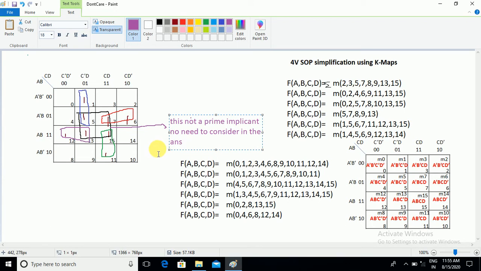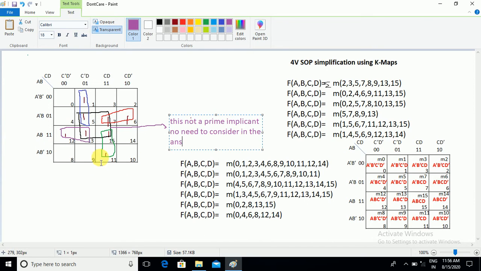You must remember this point. In case in any group all cells are overlapped, then it should not be considered in the answer. It is not a prime implicant. A prime implicant is one where even one cell of the group should not be overlapped. Then only it is called a prime implicant.